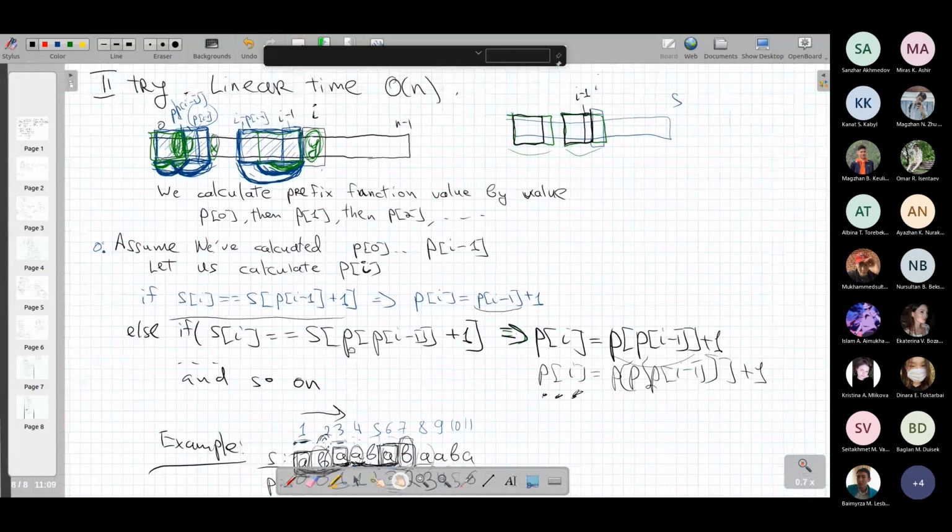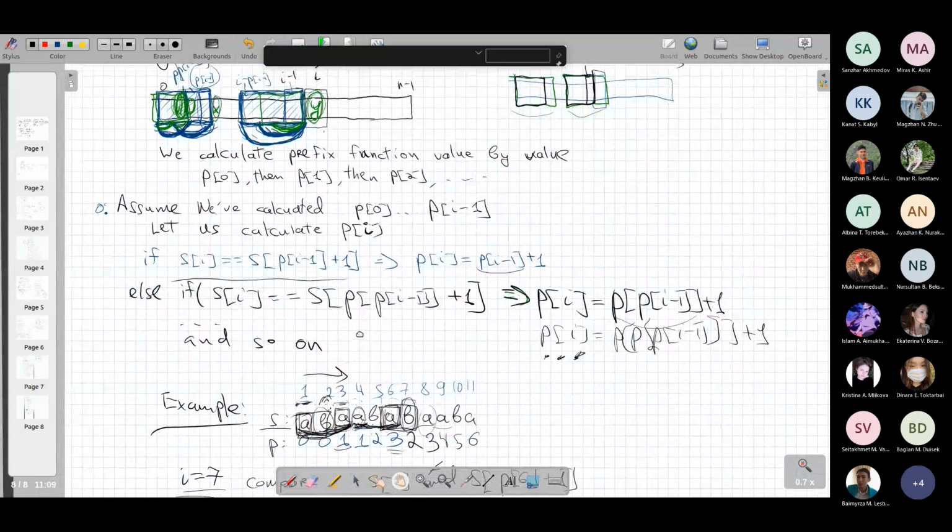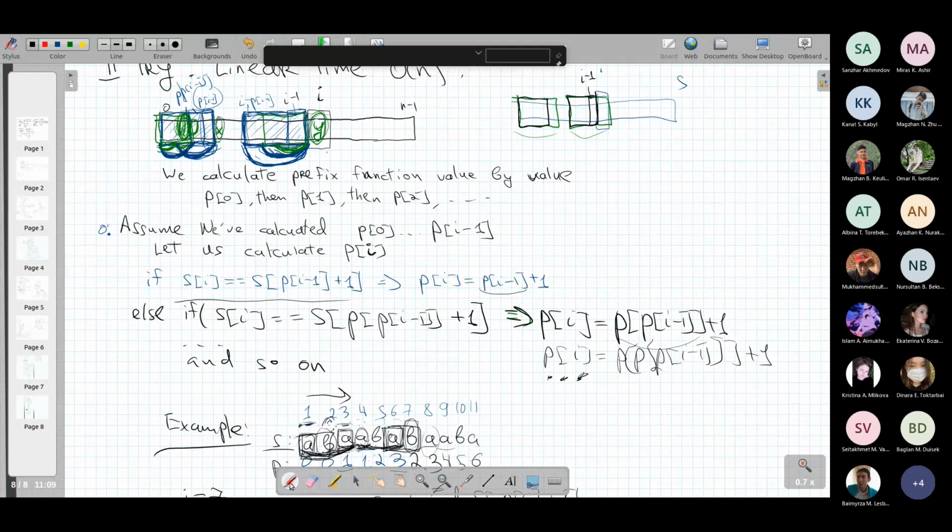We will say that, since, in this picture we will actually change it a bit to say that p of i minus 1 is actually the symbol that we want to compare with. So we will remove this plus 1 here, initially, and so on.